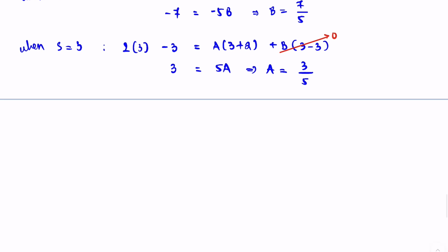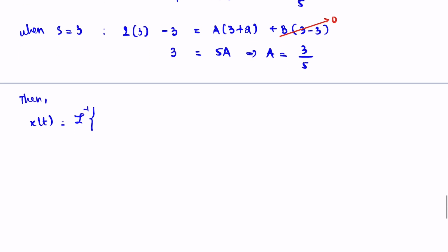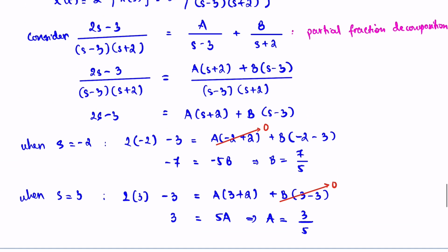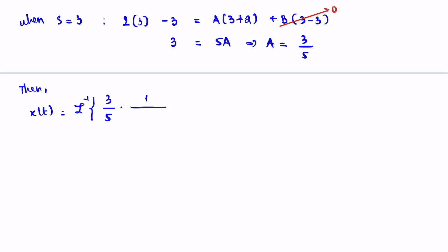Then the solution is going to be, so x of t is equal to the inverse Laplace transform of, now you have two smaller fractions, that is 3 over 5 times 1 over (s minus 3) plus 7 over 5 times 1 over (s plus 2).